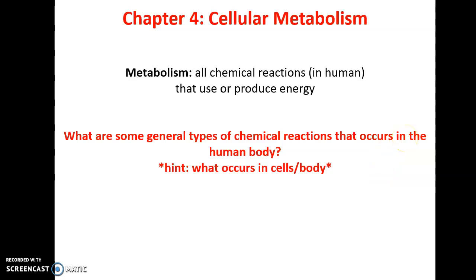So, what are some general categories of chemical reactions that occur in humans? What are things that cells or the body does? Give you a second to think about that.